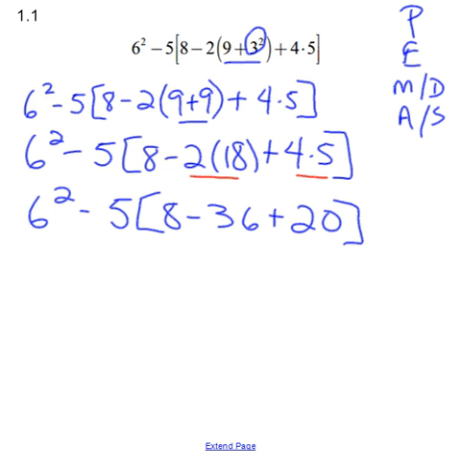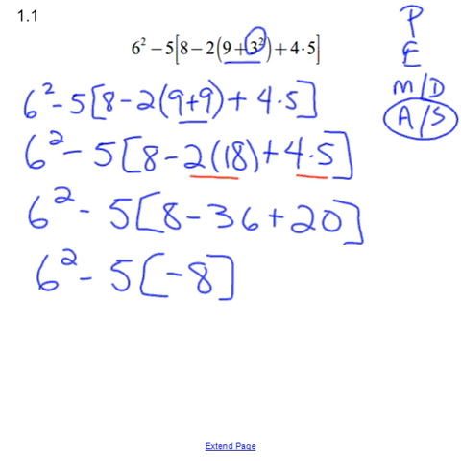Now inside of the parentheses, all I have is addition and subtraction. So my order of operations says I'm going to do that from left to right. So everything else I'm going to copy down. So 8 minus 36 gives me negative 28. Negative 28 plus 20 gives me negative 8. Now I'm finished with that set of parentheses.